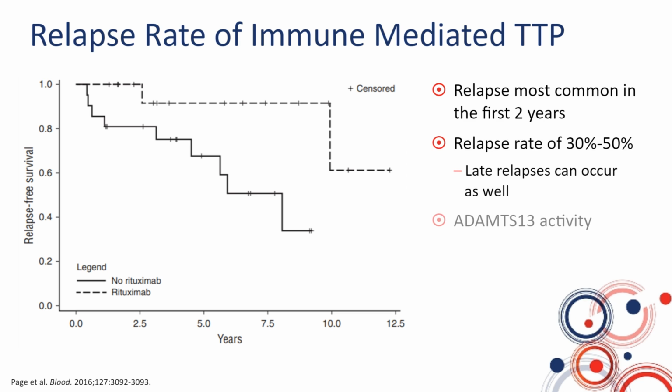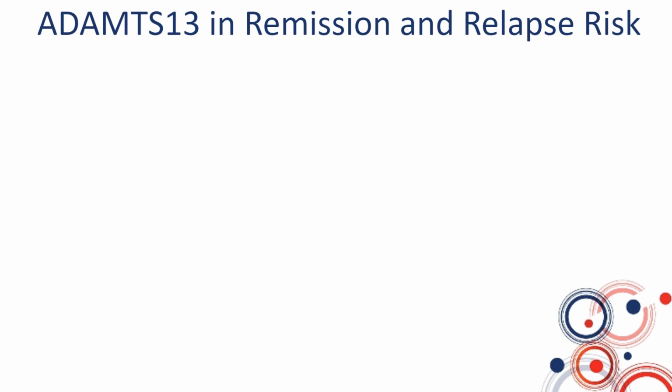We know the ADAMTS13 activity is a good predictor of relapse, which we'll talk about shortly. In this slide, you can see in the dotted line the patients that were treated with rituximab, and in the solid line, those that did not. You can certainly see the early recurrences that occur in the non-rituximab treated patients. So at a very minimum, rituximab can delay, if not prevent, relapses from occurring. The ADAMTS13 activity in remission is a predictor of relapse of iTTP.